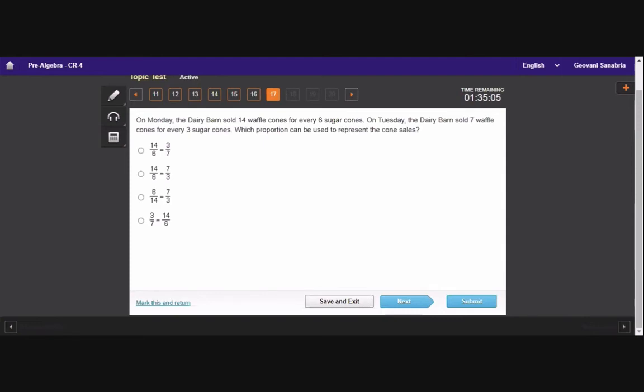On Monday, the dairy barn sold 14 waffle cones for every 6 sugar cones. On Tuesday, the dairy barn sold 7 waffle cones for every 3 sugar cones. Which proportion can be used to compare the cone sales? So now it's like a matching thing. It would be B, right? 14 over 6, waffles over sugar, and then 7 over 3. Yeah, waffles over sugar.